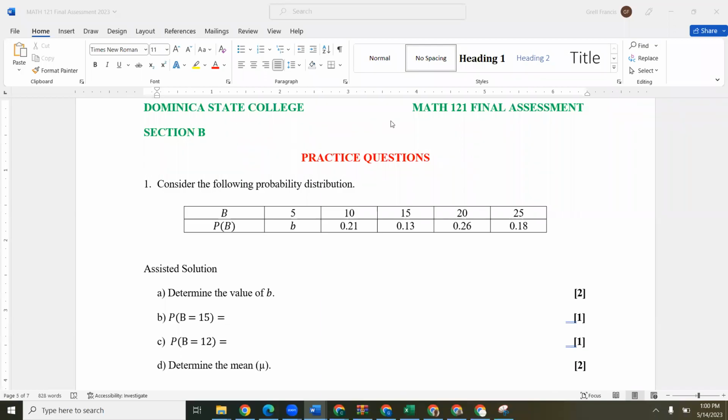Amica State College Math 1-to-1 Final Assessment, Section B, Practice Questions. So we are going to do question number 1 in Section B. It says consider the following probability distribution. So this is a discrete probability distribution, as you can see. And it's starting with the first question. It says, determine the value of B.